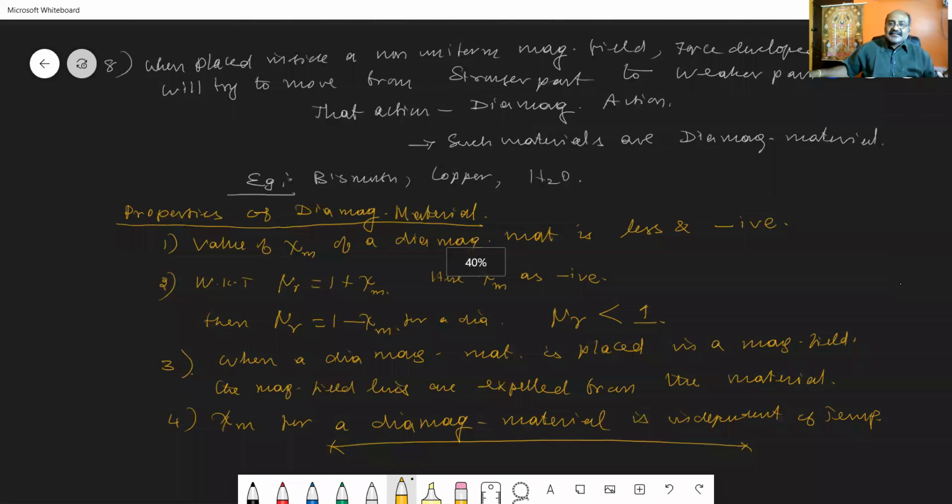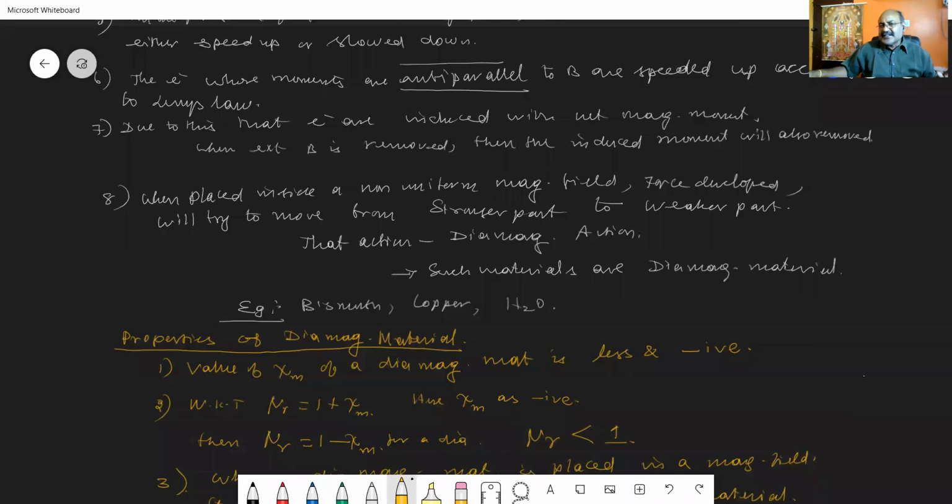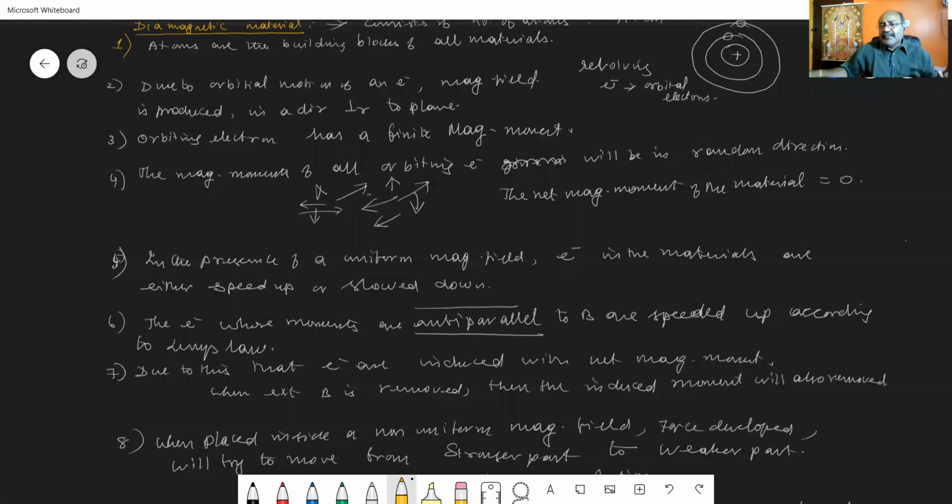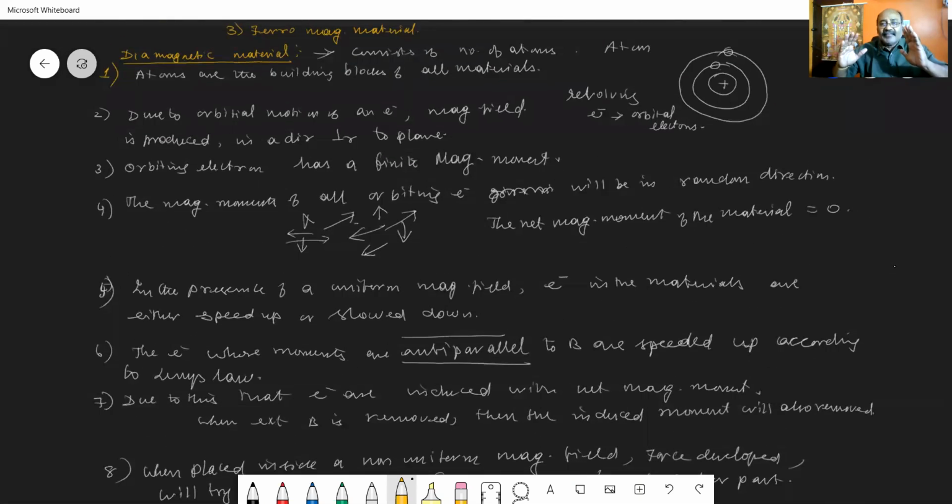So hope you should have understood. So you just study the theory part by considering point-wise. For example, we have to consider a diamagnetic material. Diamagnetic material is made up of atoms. So atoms are the building blocks of all materials in this universe.